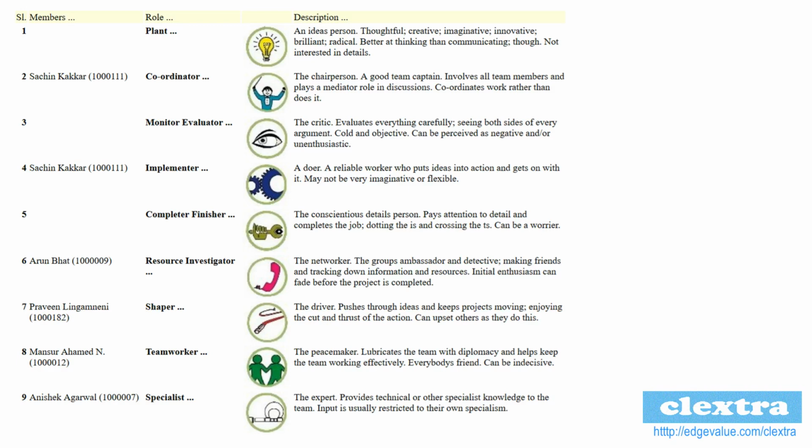Role 8 is the team worker. The peacemaker lubricates the team with diplomacy and also keeps the team working effectively, because there will be stress and pressure on getting things done. There'll be conflict. There'll be people getting on the wrong side of getting something done. There could be absenteeism. There could be lethargy.